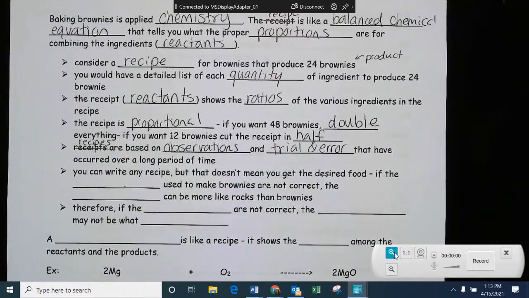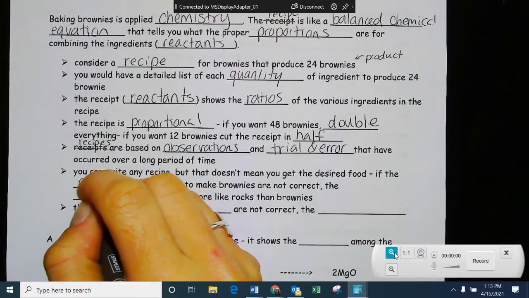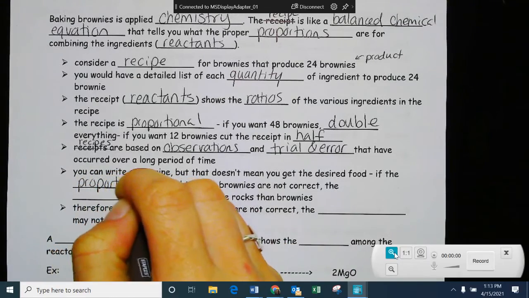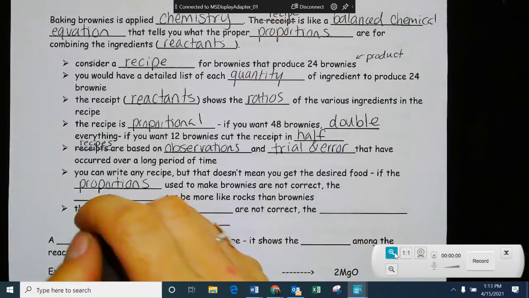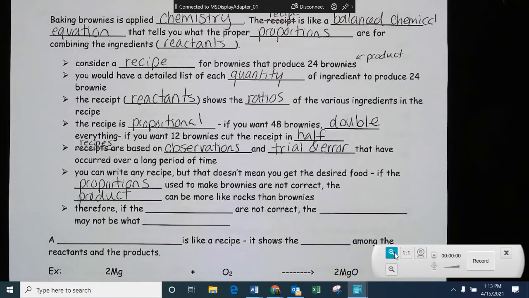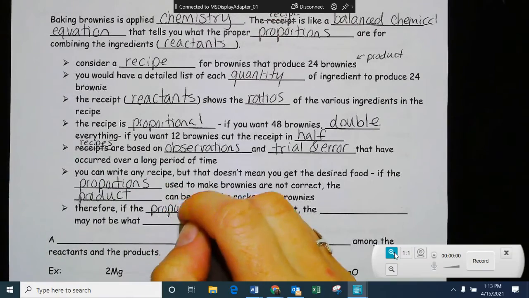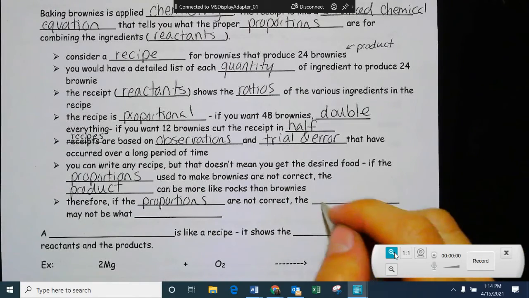You can write any recipe, but that doesn't necessarily mean you get the desired food. If the proportions are off, it's not going to end up being good. So if the proportions are not correct, the product might be more like rocks than like brownies. So if the proportions are not correct, the product may not be what you want.